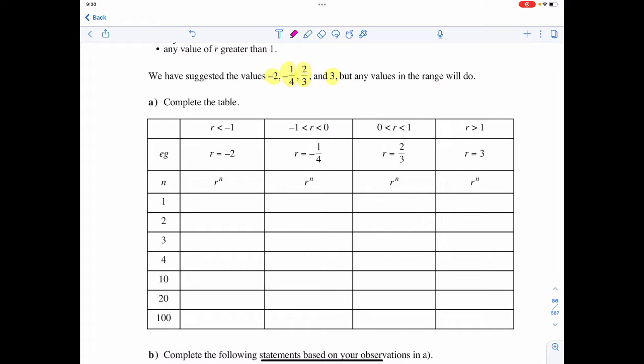then if I had -2 to the power of 1, it's going to be -2. To the power of 2 is going to be 4. To the power of 3 is going to be -8. To the power of 4 is going to be 16. To the power of 10 is going to be 1024. To the power of 20 is going to be 1,048,576. And when I do it to the power of 100, it's so big that I would have to say that it's going to be approximately 1.3 times 10 to the 30.